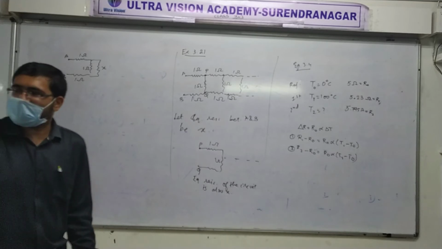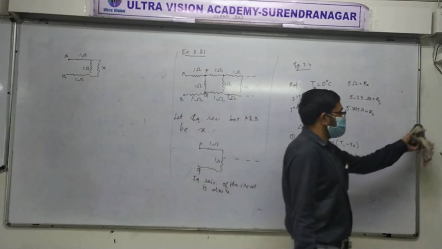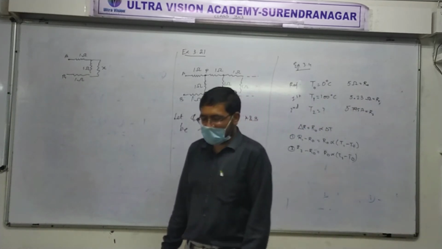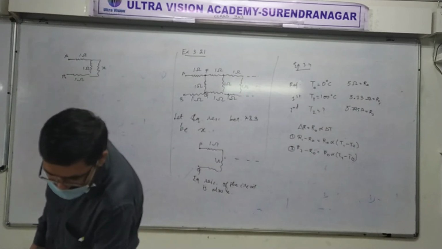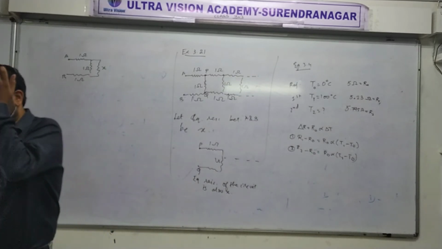Next, S1, 3.9. So you are unbalanced with 30. What's the problem there?